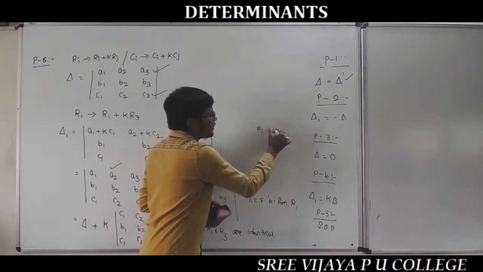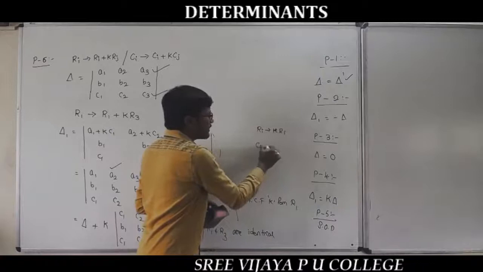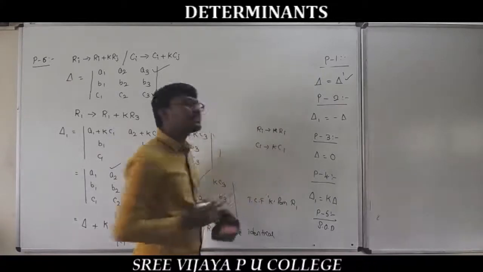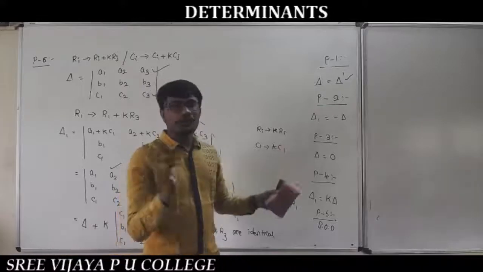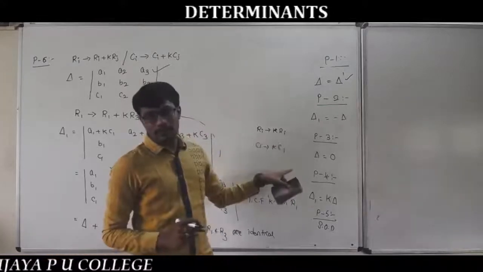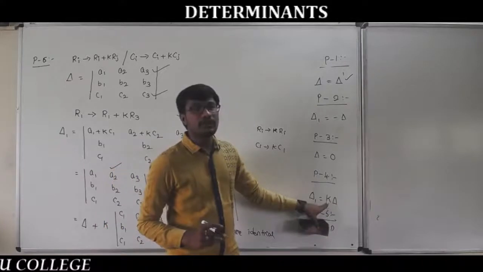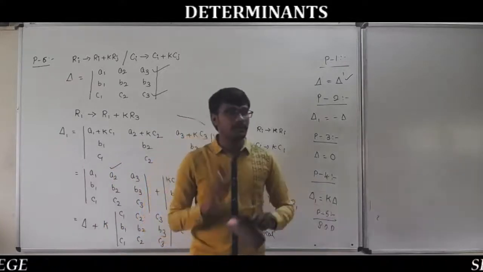Fourth property, in a determinant, for any row or any column, you can multiply a non-zero number, that is, Ri changes to k times Ri, Ci changes to k times Ci. You apply elementary operations like these. You can multiply a non-zero number to a row or column, then the non-zero number can be multiplied to the whole determinant.